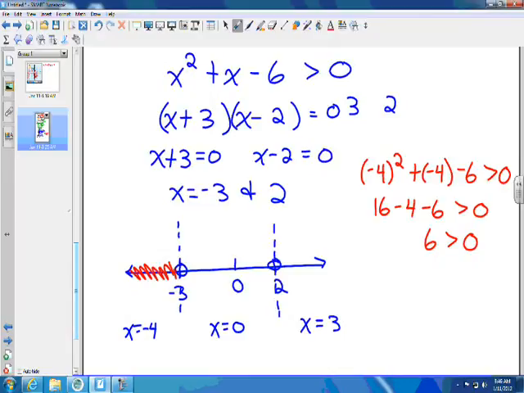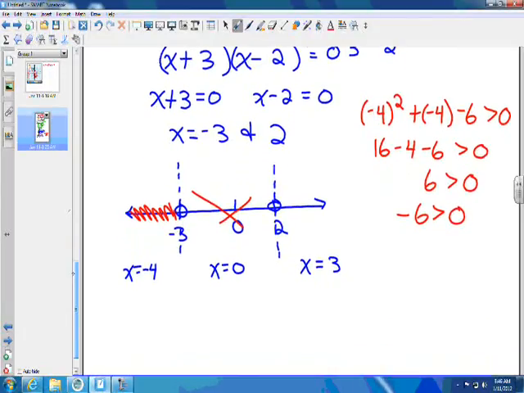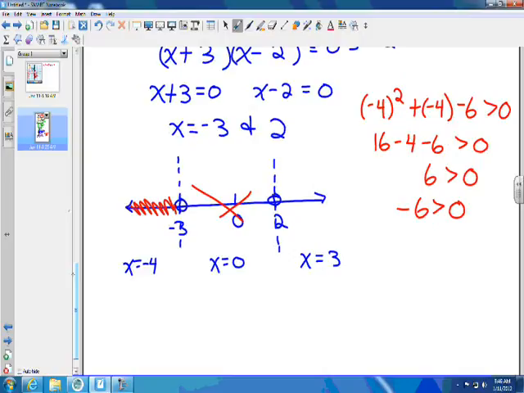If we put 0 in there, what are we going to get? These are both going to be 0. We're going to get what? -6 is greater than 0. Is that true? No. Doesn't really matter how you show it, but that is not part of your solution then. The other side will be, as far as you guys know, pretty much has to be 3 squared plus 3 minus 6, +4. Is that greater than 0? Yep, so that's the other part of your solution there.